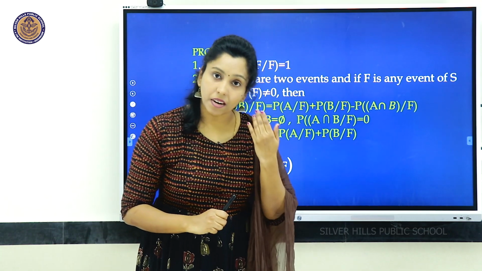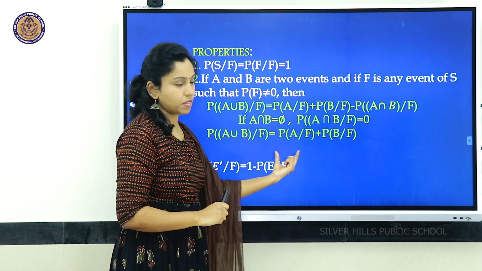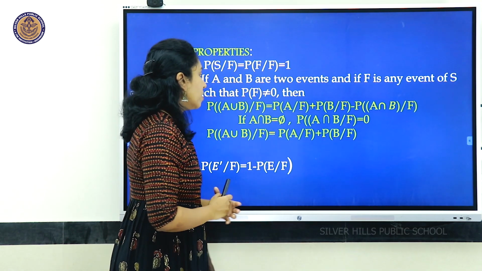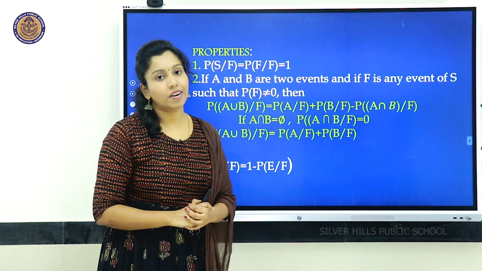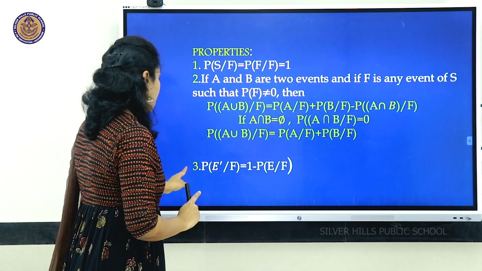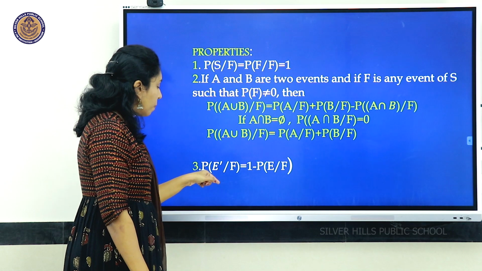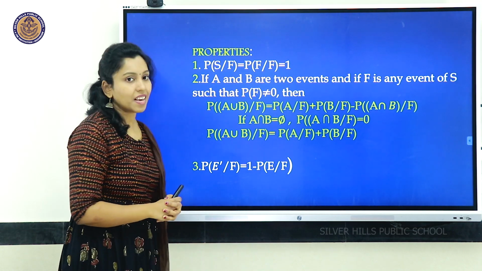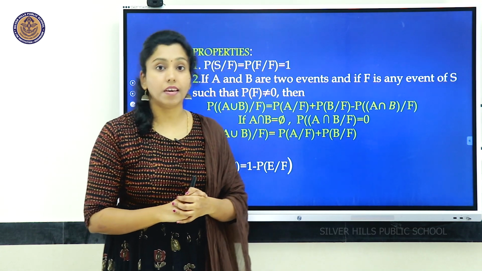Now if A and B are disjoint, then what happens? It gets reduced to just two terms. The answer will have just two terms, that is P of A given F plus P of B given F. Hope that is clear. And then one more property, that is probability of E complement given F is the same as 1 minus probability of E given F.